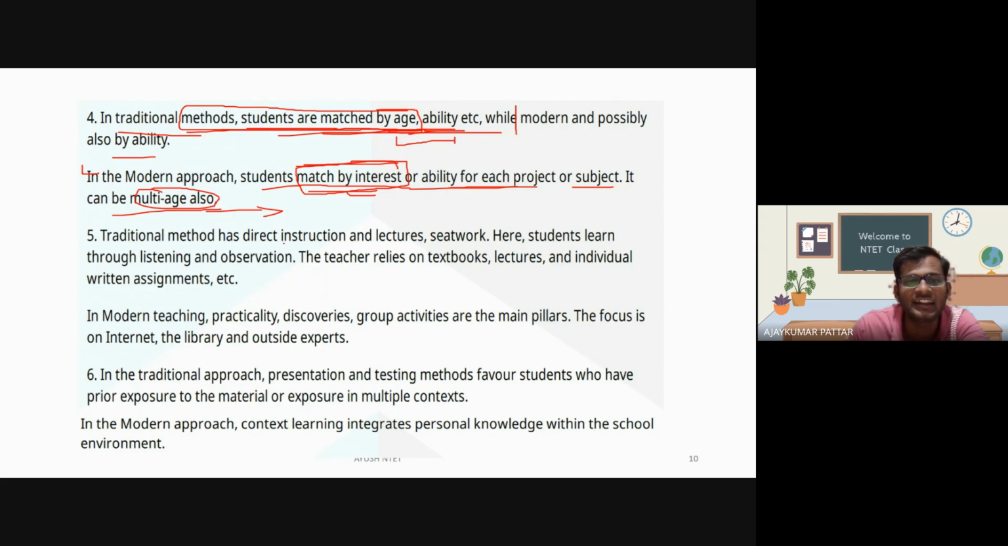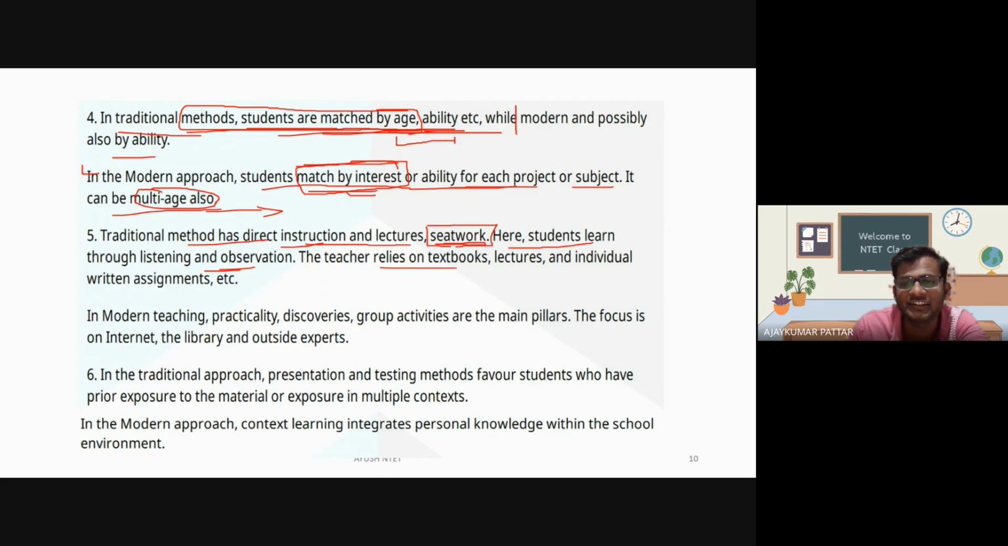Then the traditional method has direct instruction, lecture, seat work. Seat work means work or assignment given in the classroom, like when a question is given to write the answer, that is seat work. The traditional method has direct instruction. Direct instruction means direct lecturing and seat work. Here students learn through listening and observation. Whatever the teacher is teaching, they will listen, observe and learn.